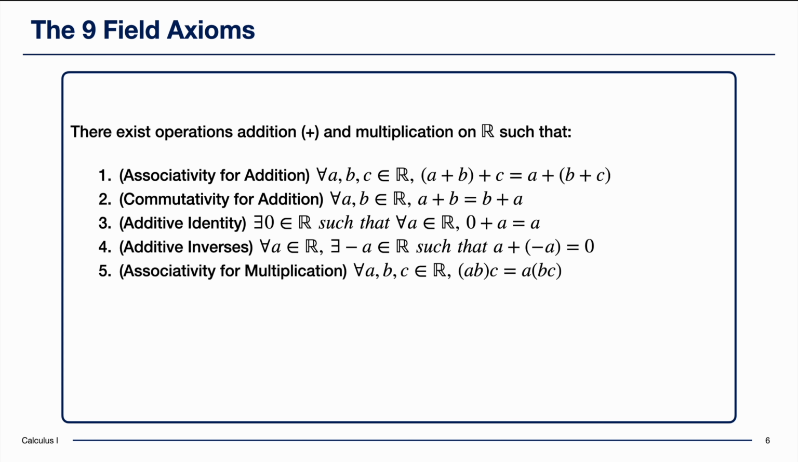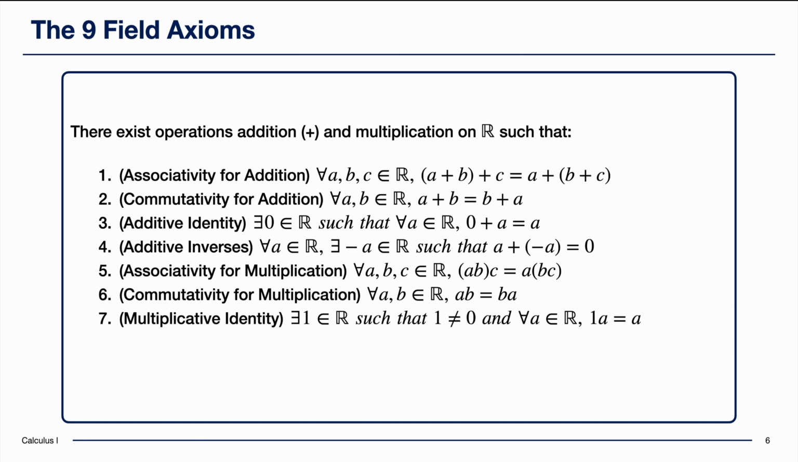We also have associativity of multiplication. So for all a, b, c in the real numbers, (a times b) times c is equal to a times (b times c). That is, it doesn't matter how you multiply numbers together, you'll always get the same result. We also have commutativity of multiplication. So for all a, b in the real numbers, a times b is equal to b times a. That is, it doesn't matter what order you multiply the numbers, you'll always get the same result.